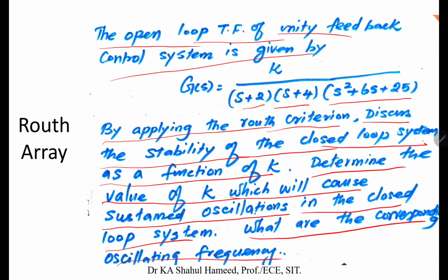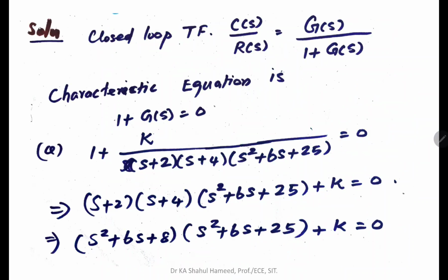Here they have given the open loop transfer function and the feedback is unity. Now we have to find the closed loop transfer function, then find the characteristic equation and then form a Routh array. Here we have to find the range of values of K so that the system is stable. So I start with forming the closed loop system and then forming the Routh array.